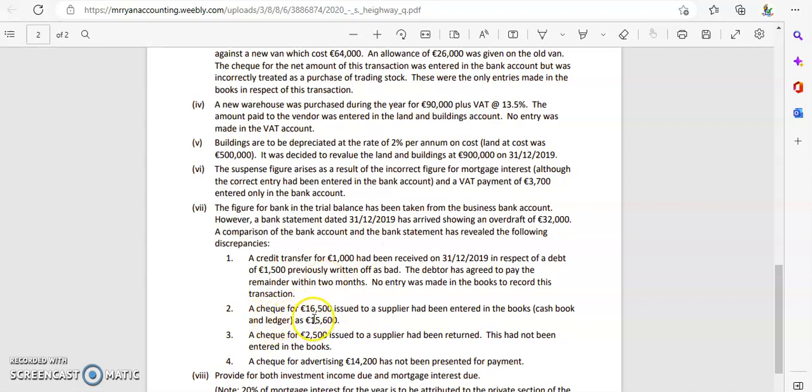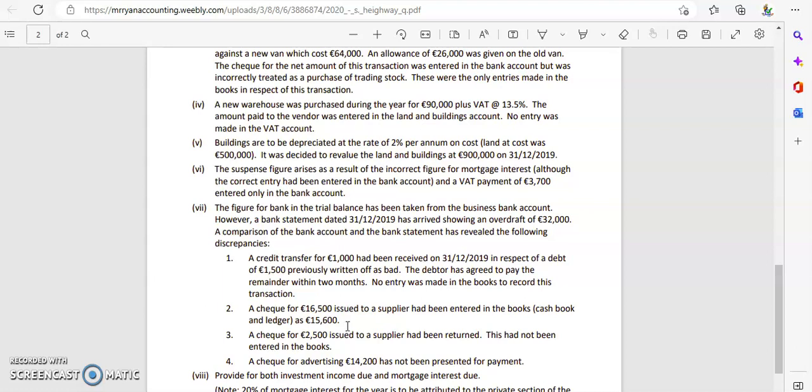Second part, a check for 16,500 issued to a supplier had been entered in the books as 15,600. So we're going to find the discrepancy or the difference, which is 900. That's taking 15,600 away from 16,500. That'll give us 900. So we need to reduce our creditors by 900 because we paid them an extra 900. We paid them 16,500, but we only recorded 15,600 in our books. So that means we've paid an extra 900. So we need to reduce our creditors by 900.